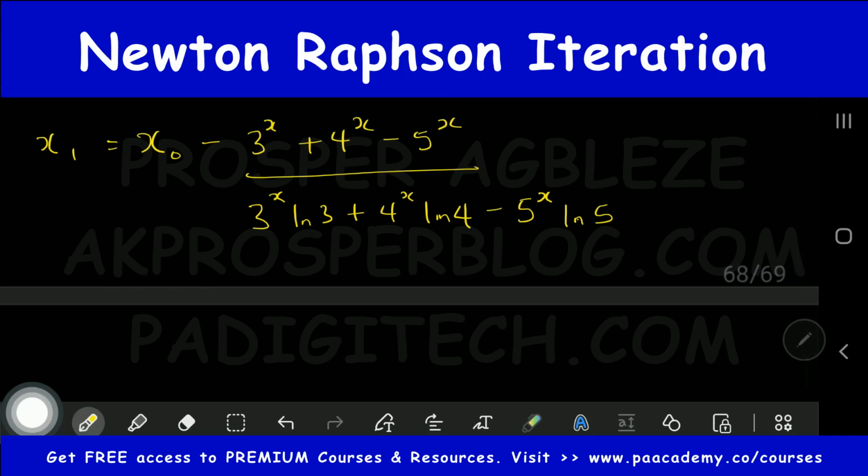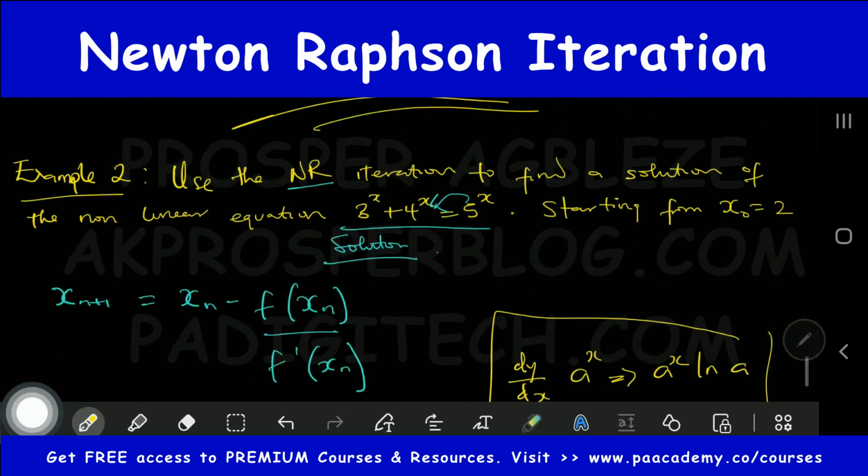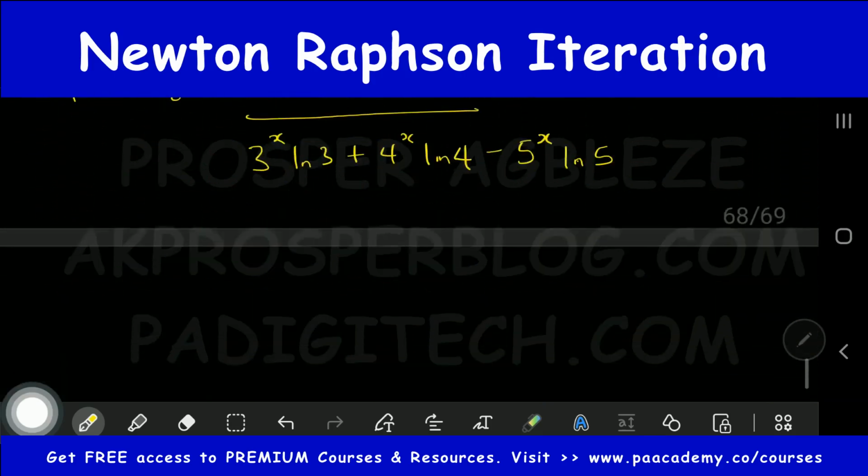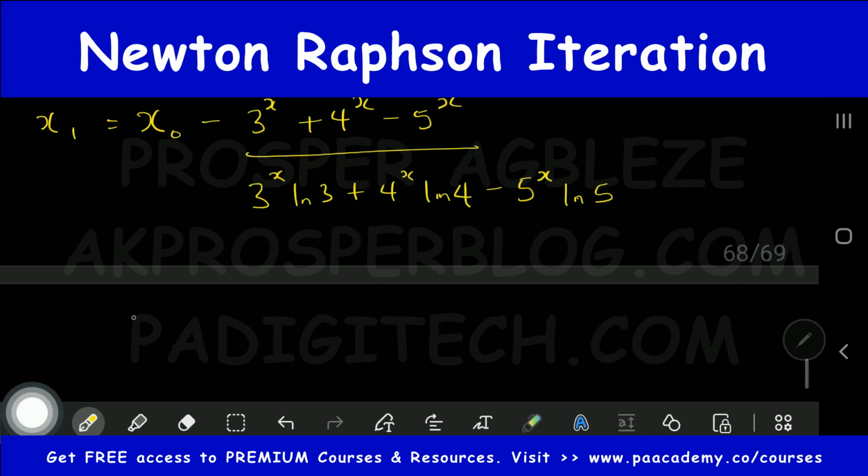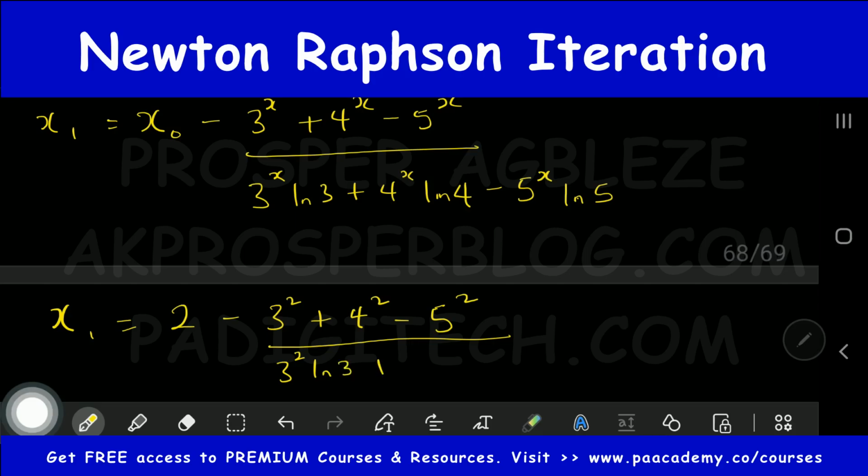Now let's substitute the value of our x0. The question already told us that we start from x0 = 2, so let's replace it where necessary. With that, x1 = 2 - (3^2 + 4^2 - 5^2) over (3^2 ln 3 + 4^2 ln 4 - 5^2 ln 5).